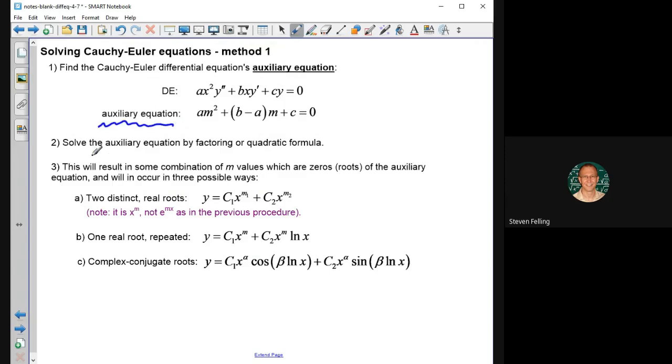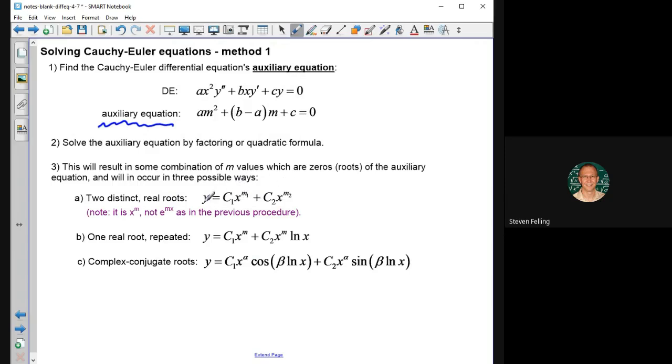So it turns out that the auxiliary equation form we have to use to solve for the roots is am squared plus the quantity b minus a, times m, plus c equals 0. So a little bit more complicated than the regular auxiliary equation. Okay, but we solve for the zeros, and then that will result in some combination of roots of the auxiliary equation. If we have two distinct roots, we'll definitely have two because this is used for only second order differential equations, right? Then the solution is some constant times x to the first root plus some constant times x to the second root, okay?